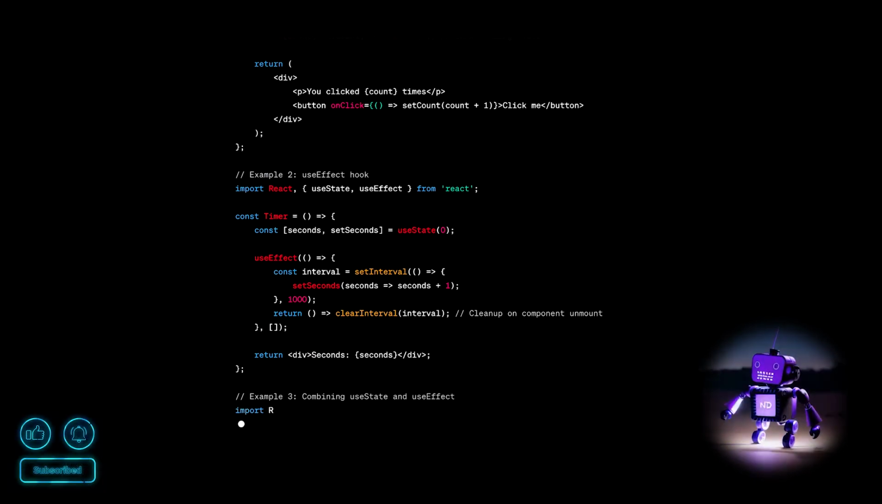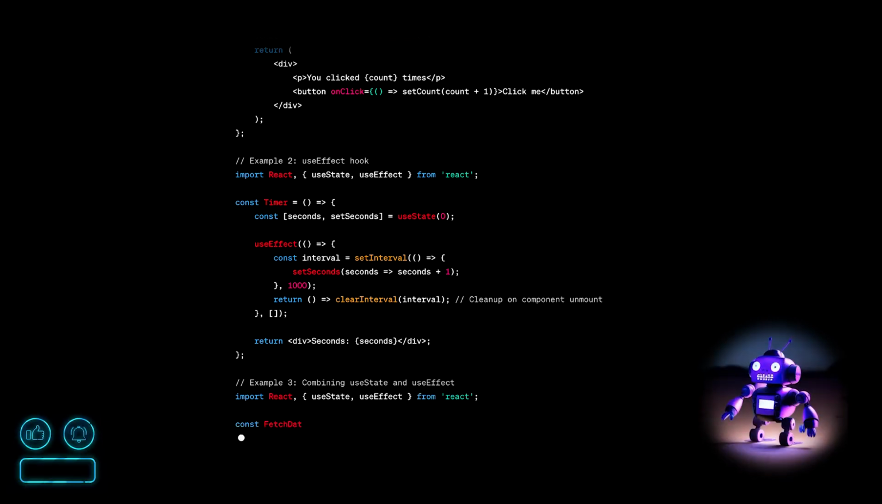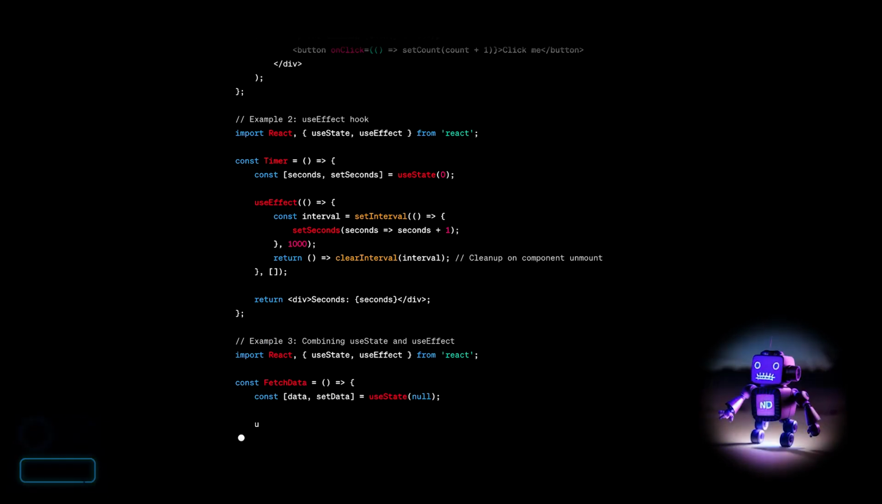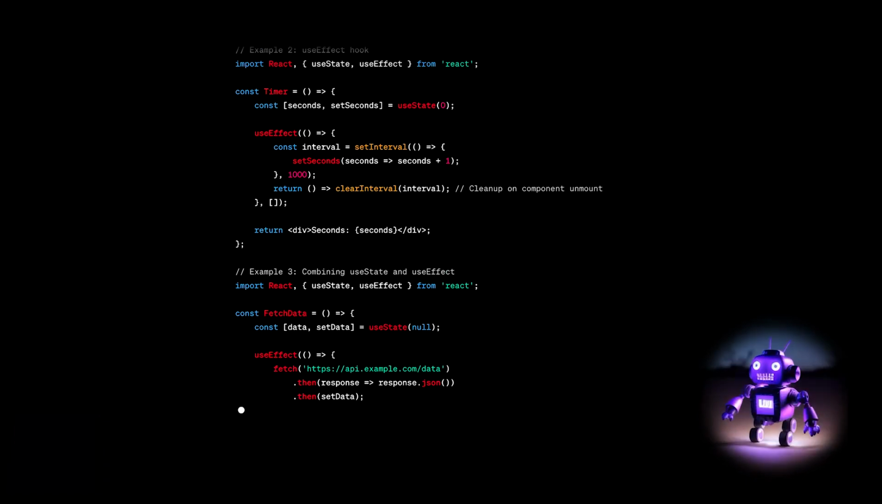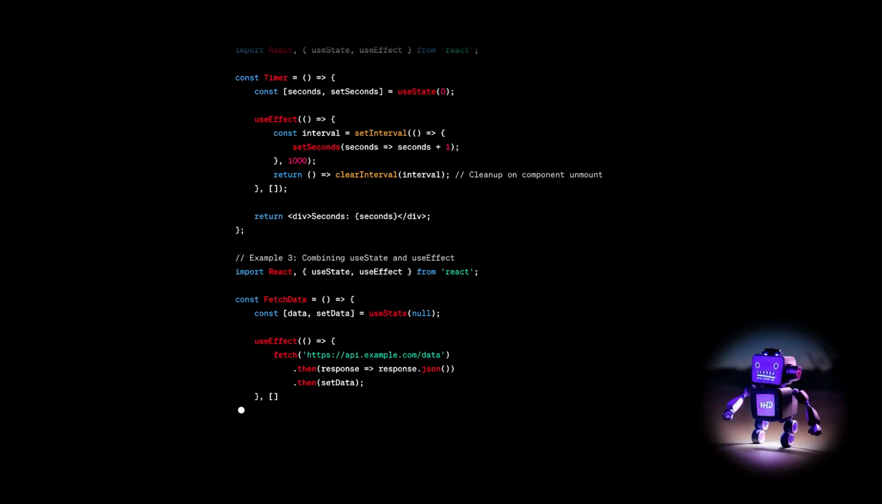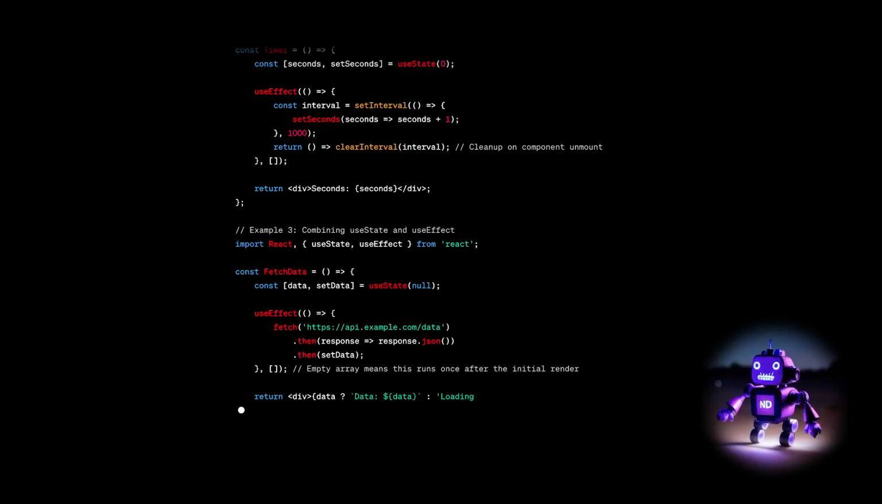Example 3 combines useState and useEffect to fetch and display data from an API. Initially, data is set to null. useEffect is used to fetch data once the component mounts, since the dependency array is empty. Once the data is fetched, it's stored in the data state variable. The component conditionally renders loading, or the fetched data, based on whether data is null.